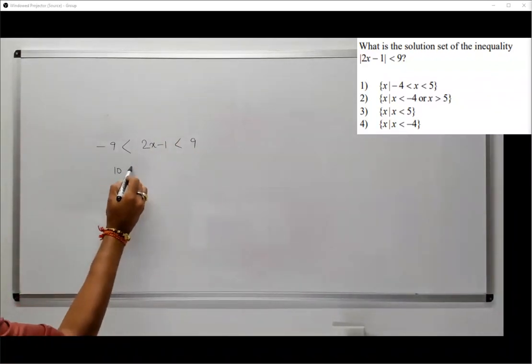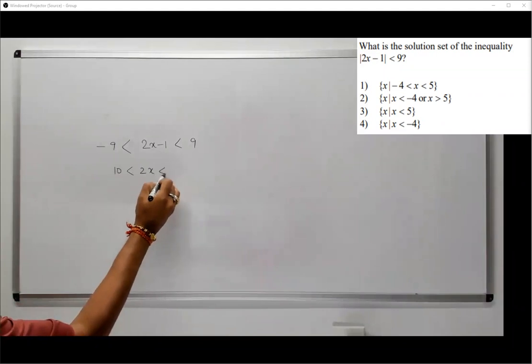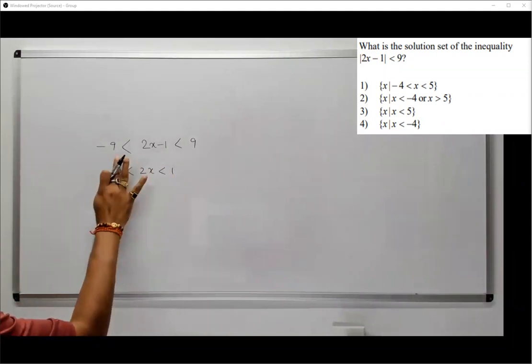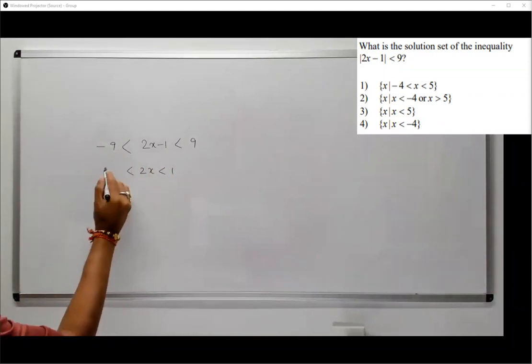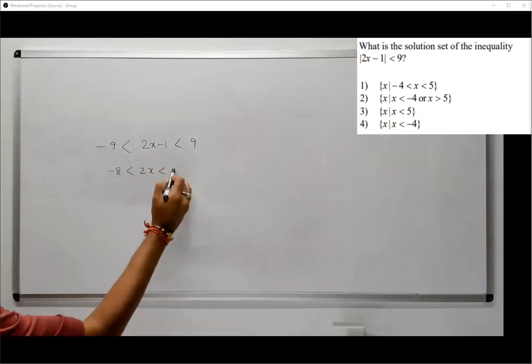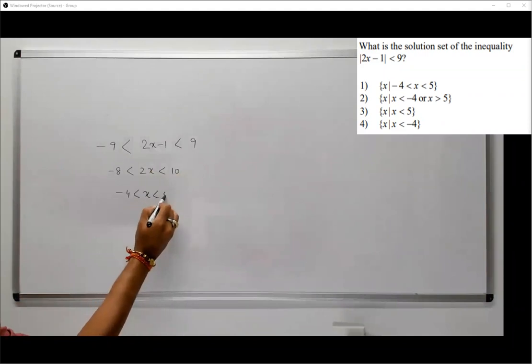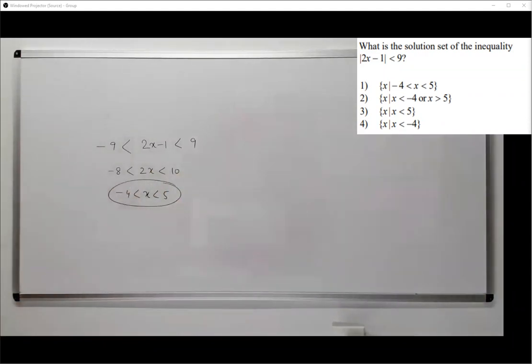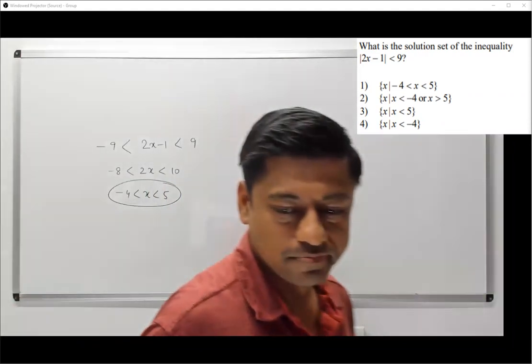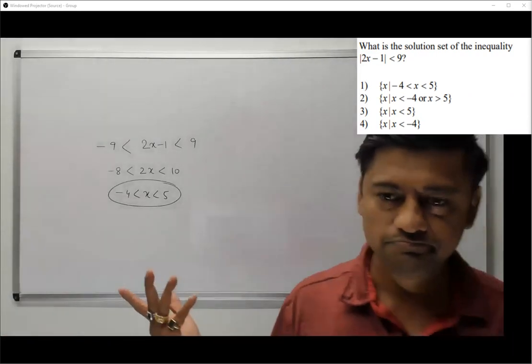Adding to both sides, it is going to be minus 8. And dividing both sides. That's what I got. Yeah, that's what I got.